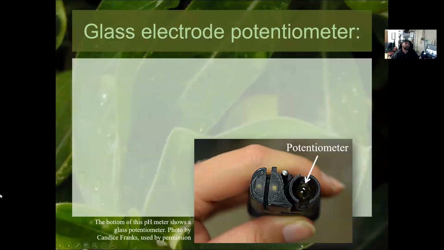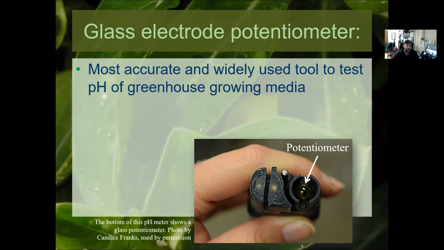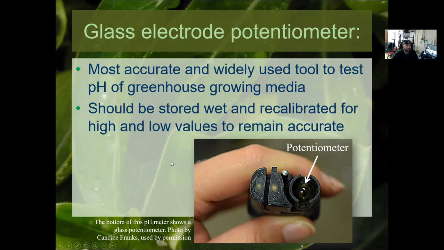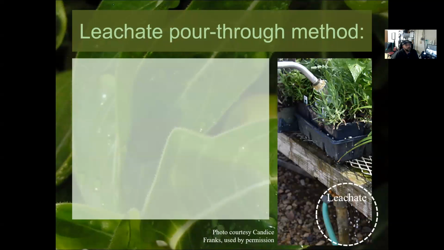Next, the glass electrode pH meter. These are always going to stay wet. They're the most accurate and widely used tool to test pH of greenhouse growing media. We'll be using these here in class. They should be stored wet, as I said, and recalibrated for high and low values to remain accurate. We'll get into those a little bit later, though, because we're going to use our regular soil testing kits to get started here in the greenhouse.